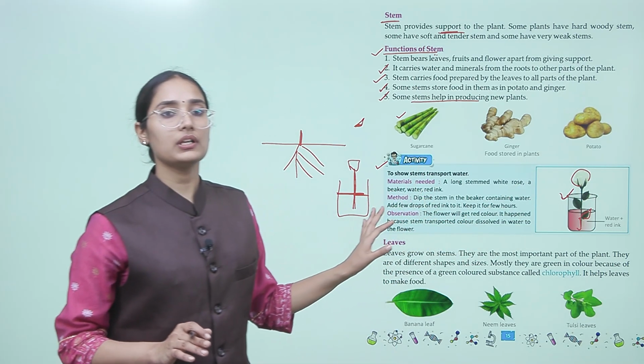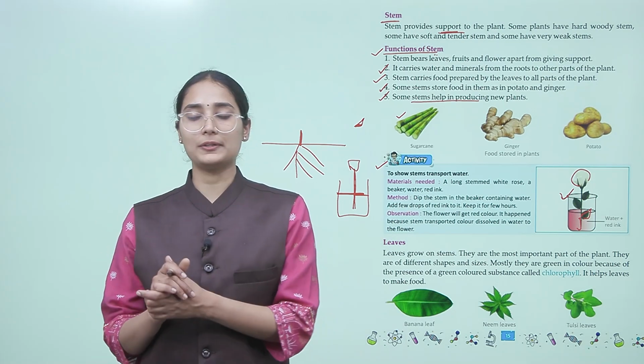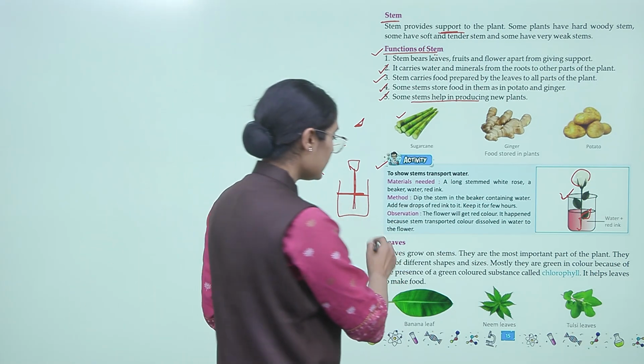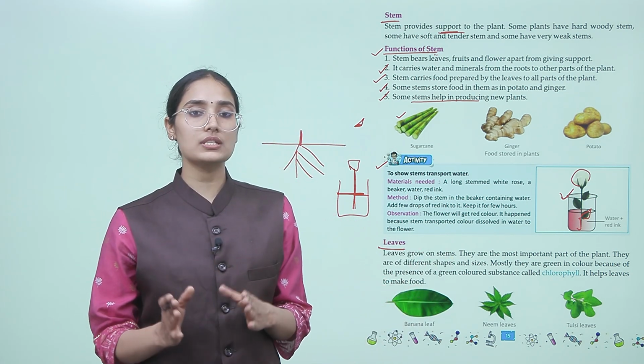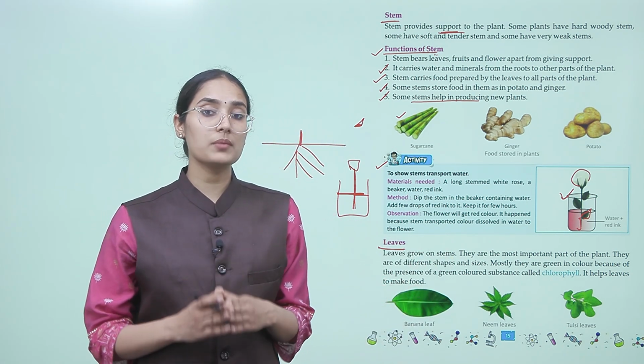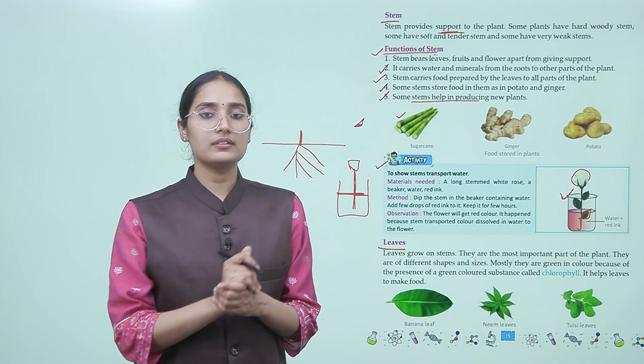So this activity shows that stems transport water. Now we'll see the leaf. Okay. So leaves grow on stems. They are the most important part of the plant. Why? Because now we'll see that.